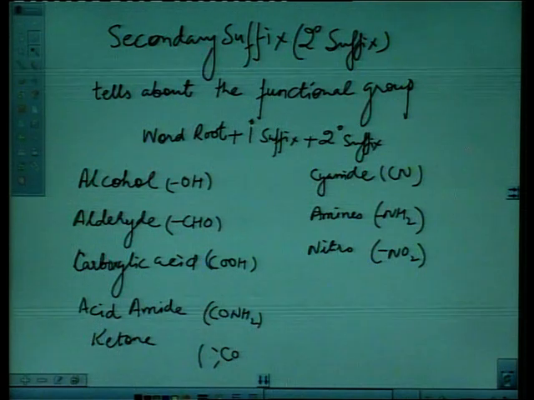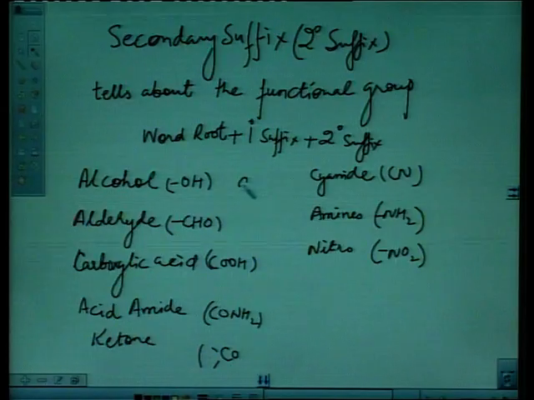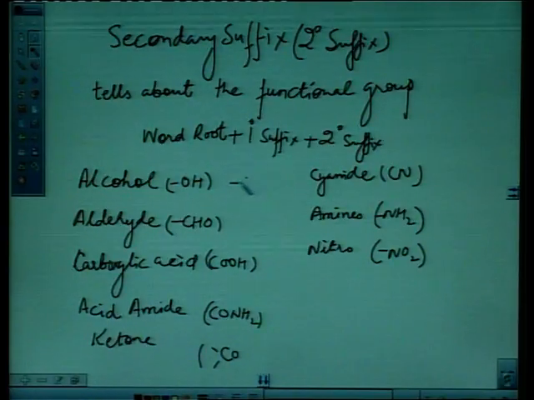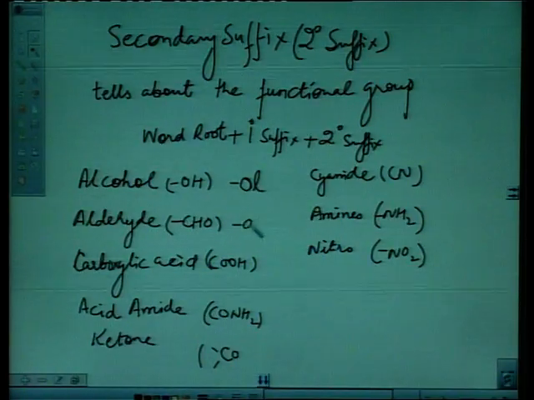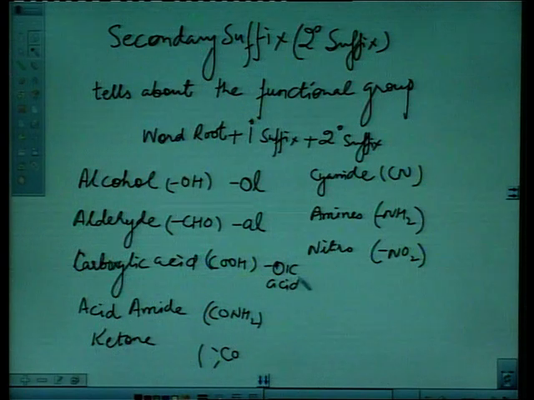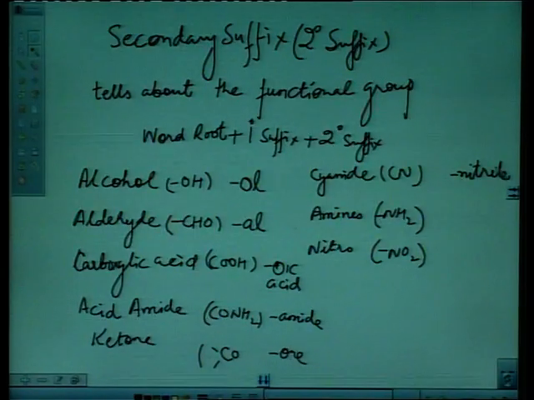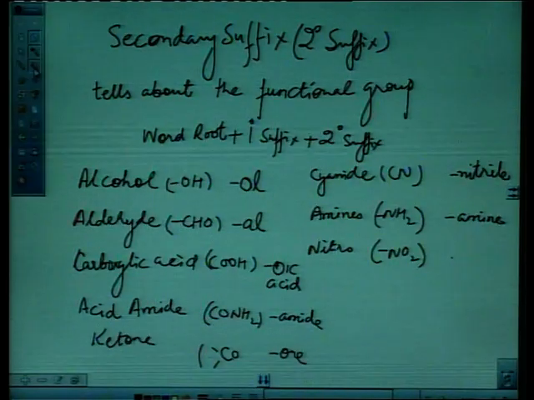Accordingly, the suffix is given for them. For alcohol the secondary suffix is ol, and for aldehyde the secondary suffix is al. For carboxylic acid the secondary suffix is oic acid, and for acid amide the secondary suffix is amide. For ketone the secondary suffix is -one. For cyanide the secondary suffix is nitrile. For amino the secondary suffix is amine. Nitro is not given as a suffix, it is made a prefix.